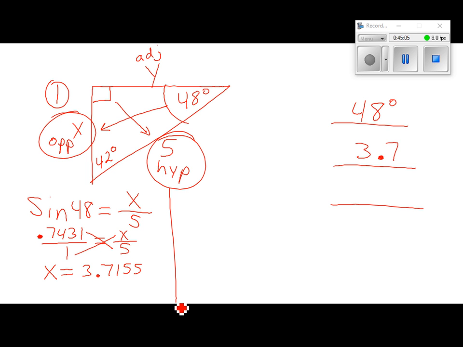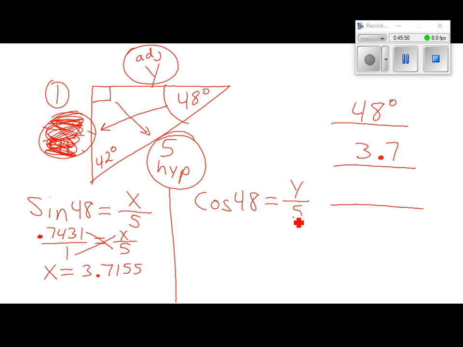Now, we found this, so let's get rid of it. What else do we still have to find? One. So now, we're dealing with the hypotenuse and the adjacent. Which trig ratio deals with adjacent and hypotenuse? The cosine. So cosine, what's our angle that we picked? 48, didn't we? Equals the A over H, so Y over 5.